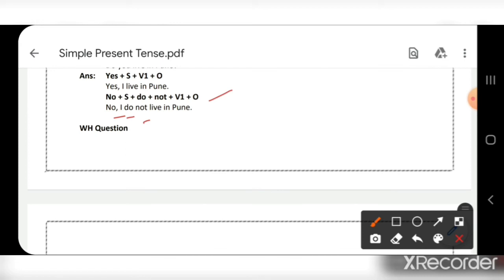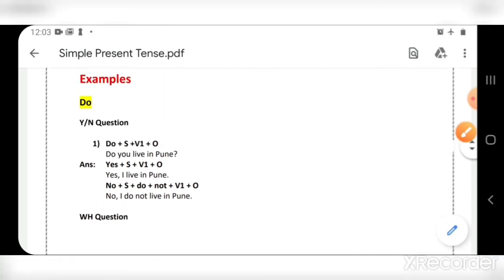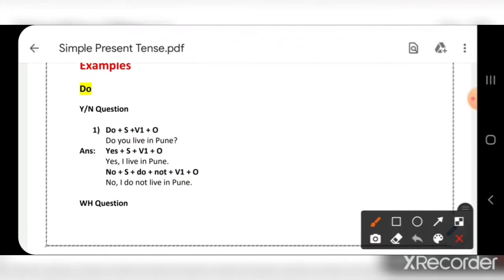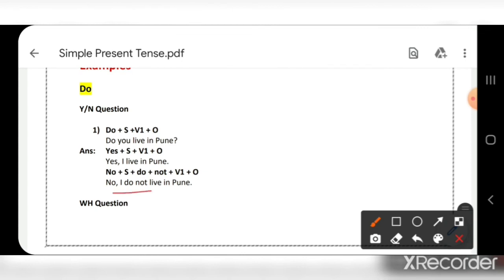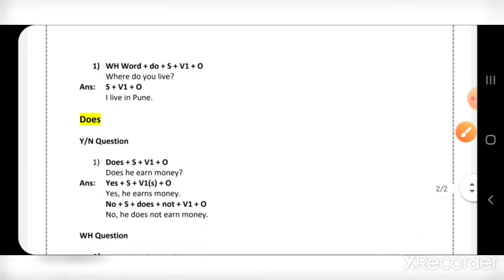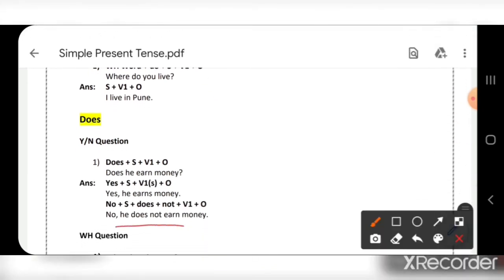I do not live in Pune. If the subject is I, we, you, they, then it would be I do not live in Pune. If the subject is he, then it would be he does not earn money. Okay, he does not. We use does and then not in the third place. So you just have to remember to use not in the third place. Before that, always you have to apply do or does as per the subject.